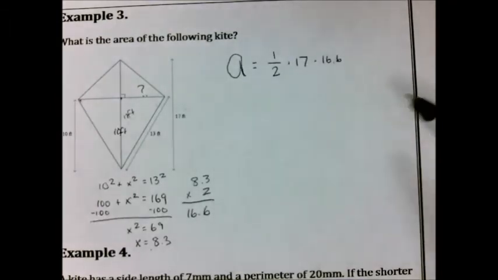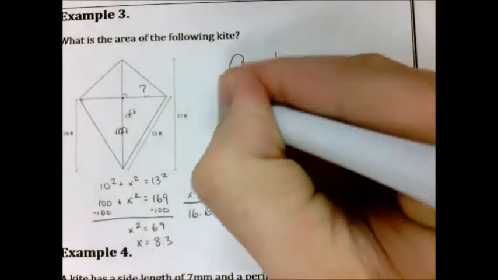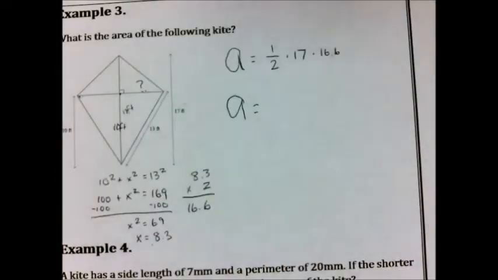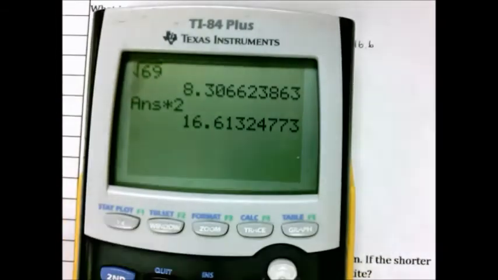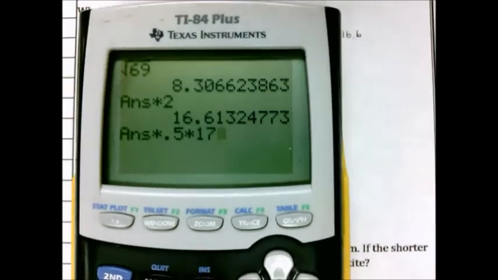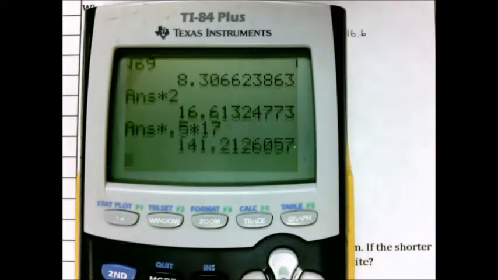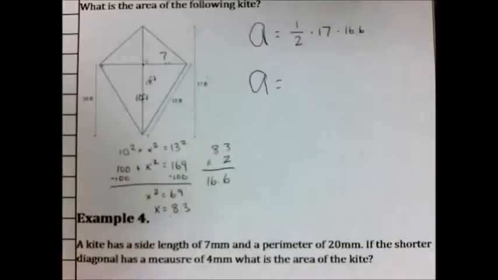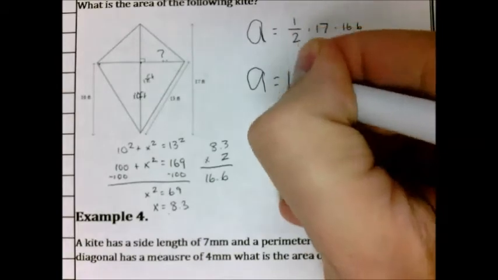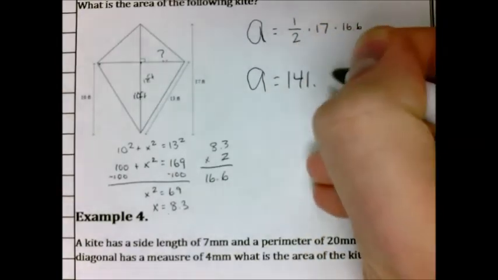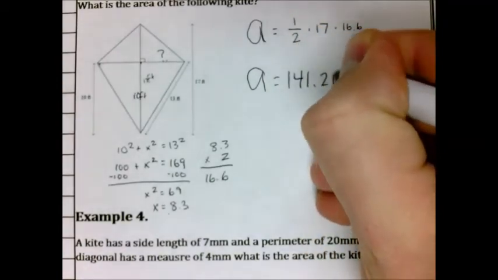Now, here's all we have to do: we just have to plug this into a calculator and solve for our area, right? 1/2, and you notice I have my 16.6 right here. 1/2 times that, which could be 0.5 as well, times 17. I'm using that big number because 16.6, I want to use the whole number as much as I can, is equal to 141.2. Okay, so the area of that kite is 141.2 feet squared.